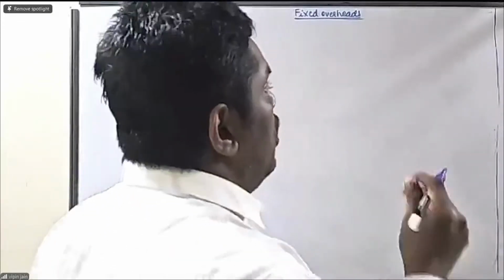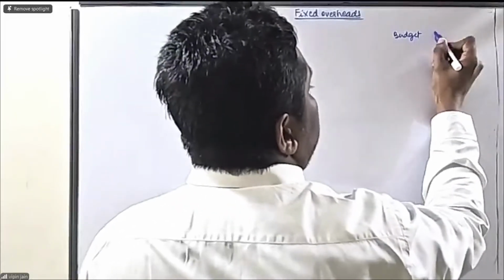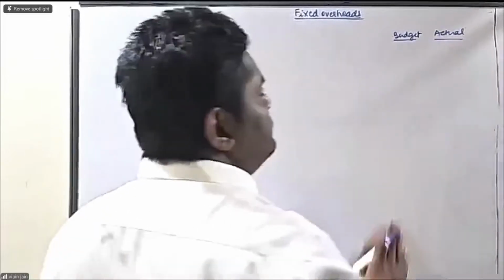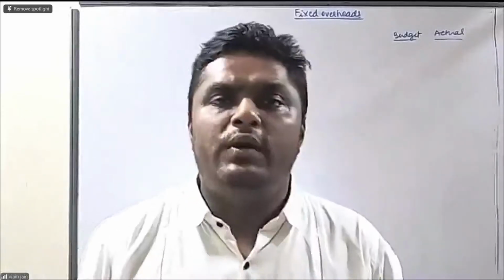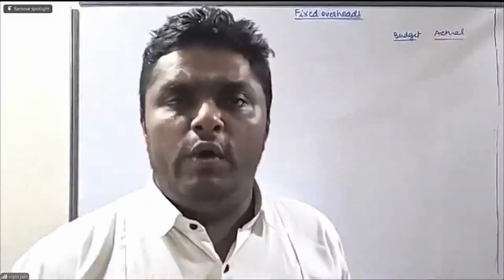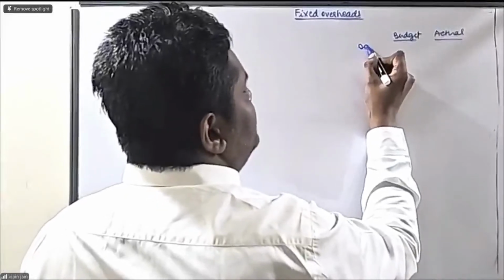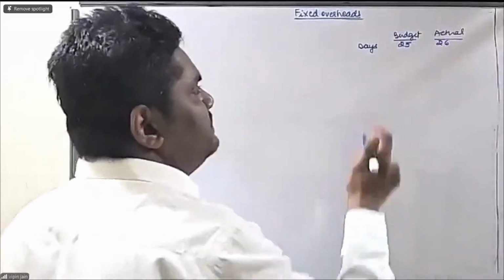Now, whenever you find a question on fixed overhead, always try to arrange the question as follows: budget and actual. In 99% of cases, you will find the question in this format only. But if there is any word problem, then try to convert it into this format. Now, let's say information is given in the question as regards days. Budgeted days were 25 and actual days were 26.